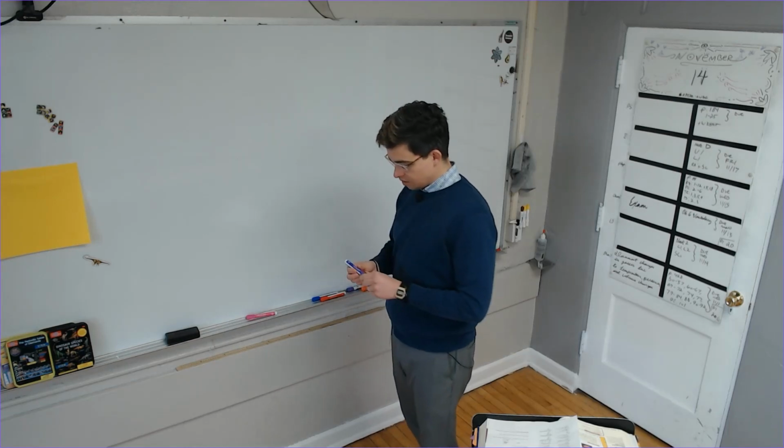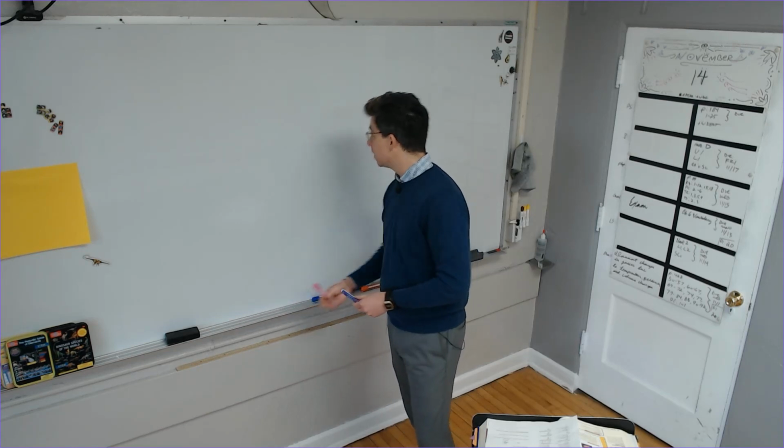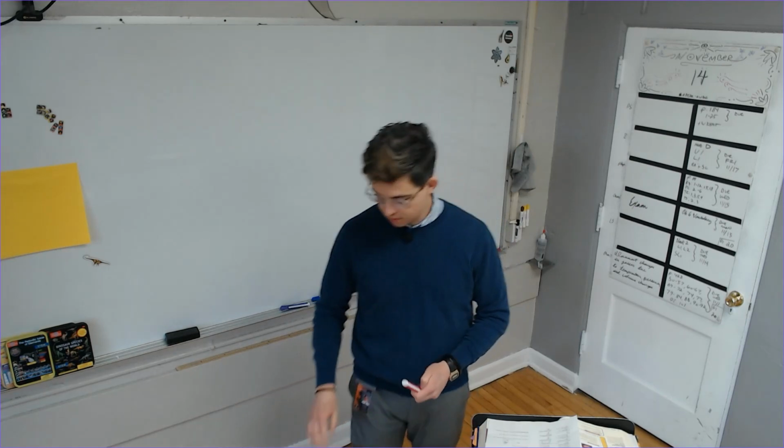Physical science time. What color should we use? Blue. Let's do pink. Can I erase that? Who said that? No, I was talking to Josie. Oh, you were talking to Josie.